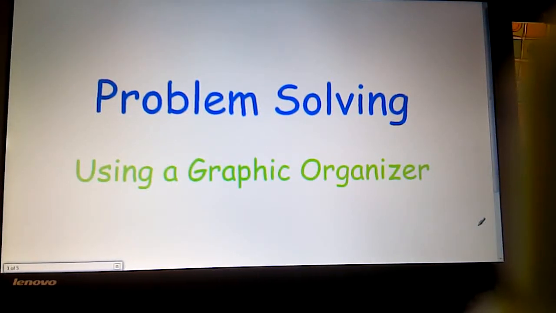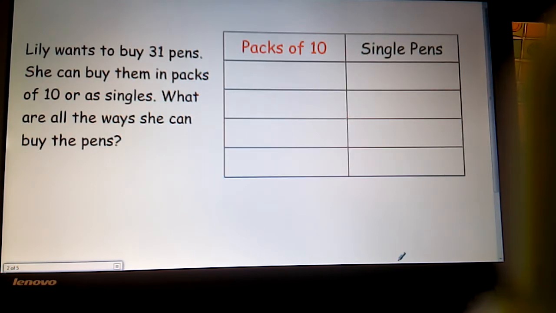This week, students have been solving word problems using graphic organizers. Let's do some together. First thing to do is to read the problem. It says Lily wants to buy 31 pens. She can buy them in packs of 10 or as singles. What are all the ways she can buy the pens?